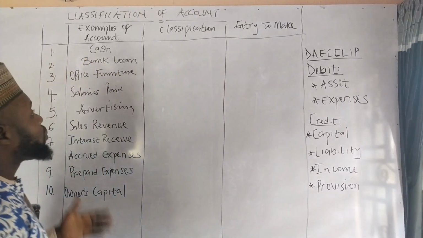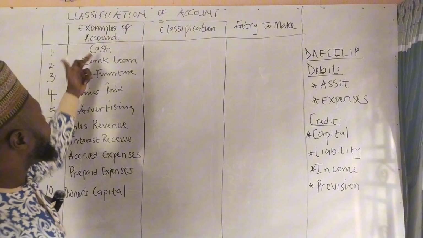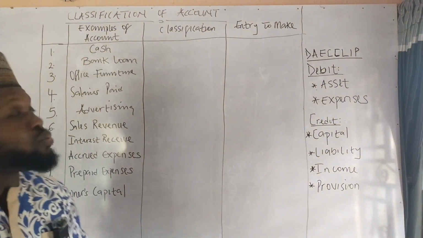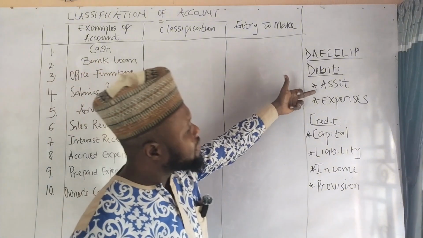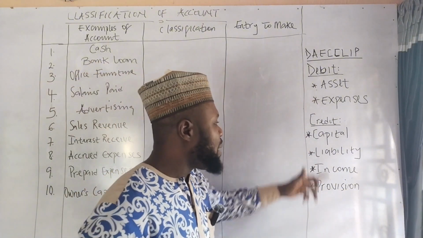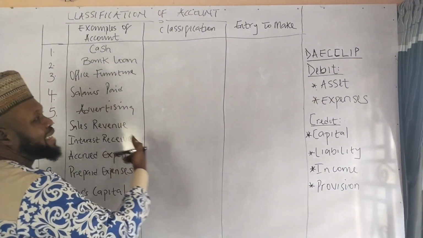Now, let's move to the question properly. They said cash. They are asking us to classify cash, whether it is an asset, expenses, capital, liability, income, or provision. So is cash an asset?